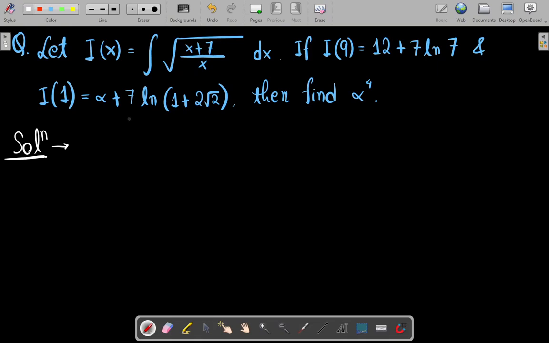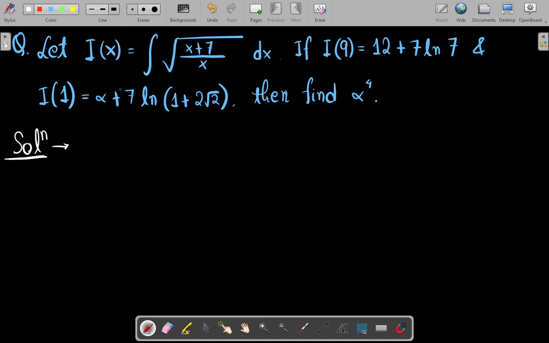Hello everyone. In this question, it is given that if I of x be the integral of square root of x plus 7 upon x times dx, and I of 9 is equal to 12 plus 7 log 7, and I of 1 is equal to alpha plus 7 log 1 plus 2 root 2, then we are asked to find the value of alpha raised to the power 4.